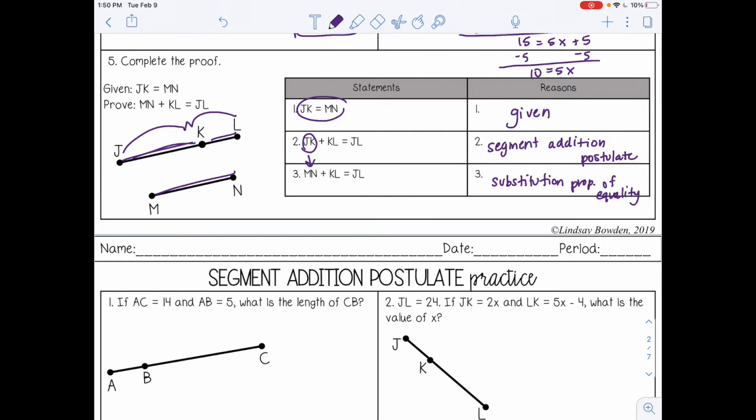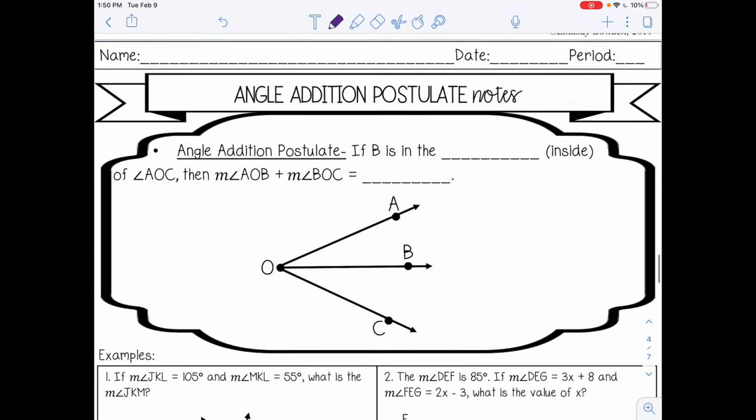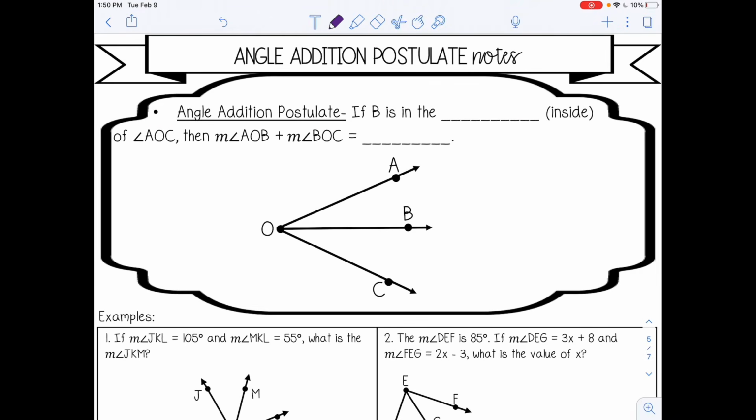All right, go ahead and pause the video now and complete your 2 practice pages. And you can check those with your teacher, and then we will do angle addition postulate.